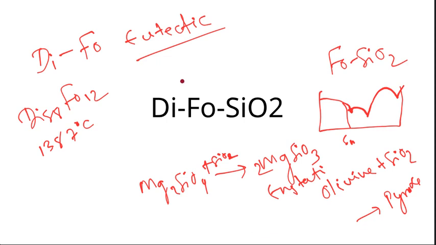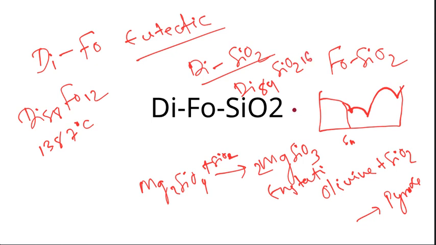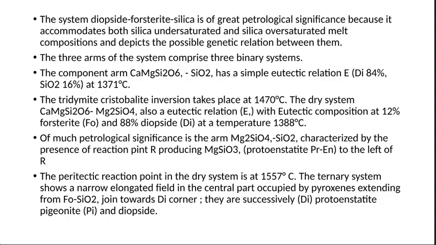Now about the diopside and silica system. Na? Diopside and silica. This is also a eutectic system with eutectic composition diopside 84, silica 16. Let me check the temperature actually. 1371 degrees centigrade. So diopside 84, silica 16 at 1371 degrees centigrade. Clear? So all the three systems are defined.